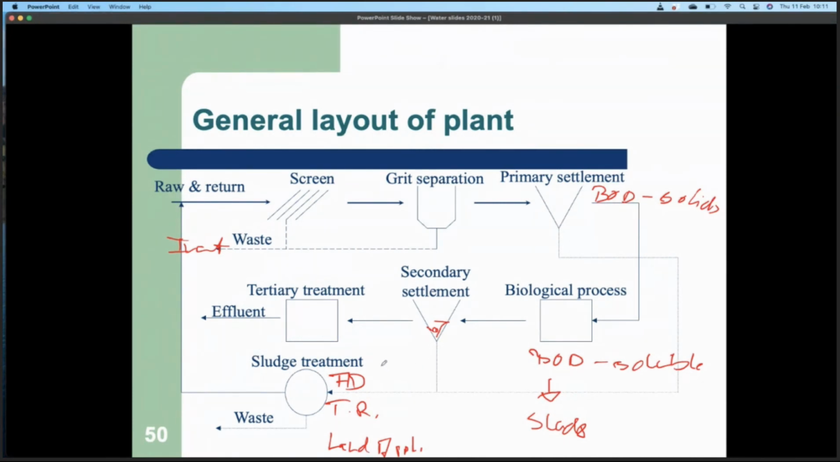But the big problems with land application is that you're adding a lot of material to the land that you don't quite know what's in it, so all sorts of micropollutants and so on. The other big problem with land application is not Her Majesty the Queen, but heavy metals.